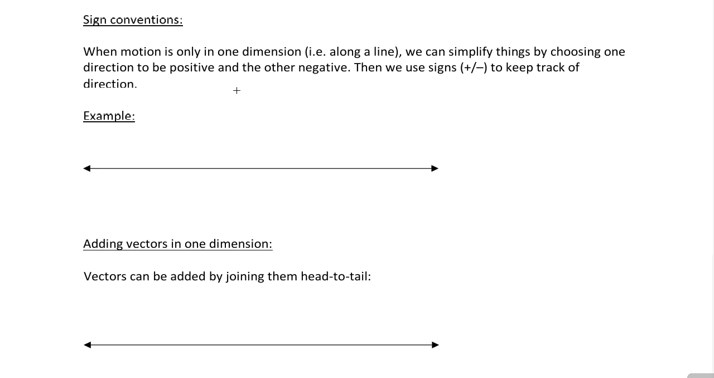To make things easier on ourselves, when the motion's only in one dimension, like along a line, we can make things easier by just picking a direction to be positive. Often we choose up or right or north or something like that, and then we just use positive and negative signs to keep track of the direction. For example, if I put the origin here, and this is 5 meters to the right, then this displacement here could be written as 5 meters right, but you'll sometimes also just see it written simply as plus 5 meters.